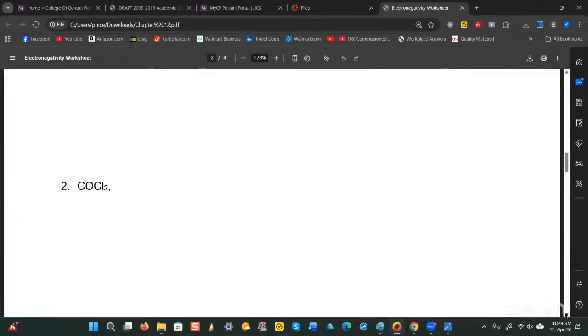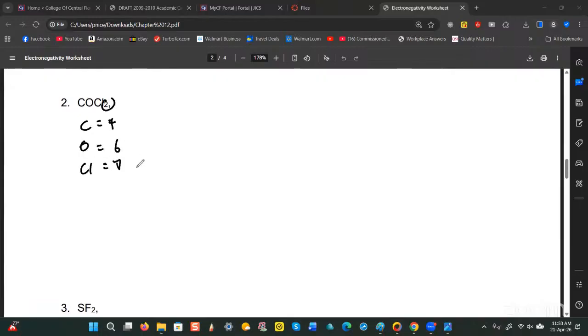So the next one is COCl2. So firstly, we need to draw the Lewis structure. So we go to the periodic table and we look up the group numbers for each of these. For carbon, the group number is 4. So it's going to contribute 4 valence electrons. For oxygen, its group number is 6. And for chlorine, the group number is 7. But because we have 2 of them, we have to multiply this by 2. So for the chlorine, total will be 14. And then we add this up.